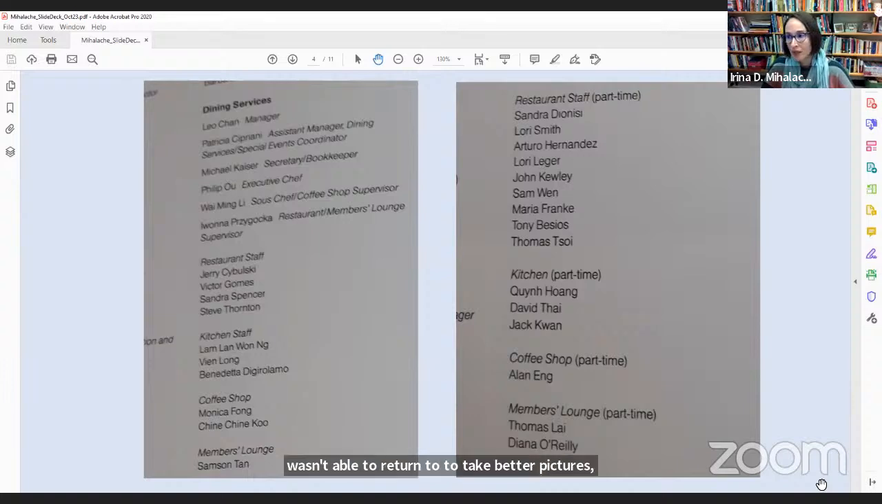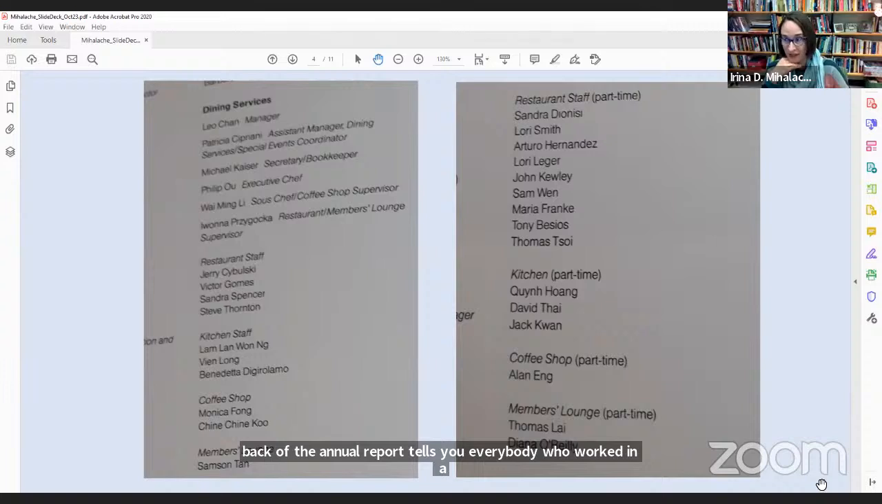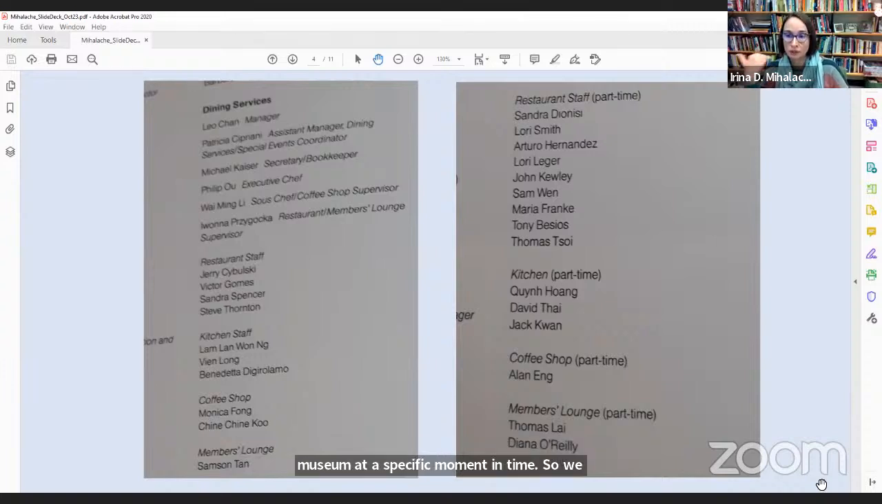But this is a page from an annual report, and I find annual reports to be extremely useful in research that's not documented otherwise, because the back of an annual report tells you everybody who worked in a museum at a specific moment in time. So it's interesting because I mentioned earlier that in 1994, the culinary team at the AGO was composed of 12 people. In 1984, which is about 10 years after the first restaurant opened, it more than doubled.